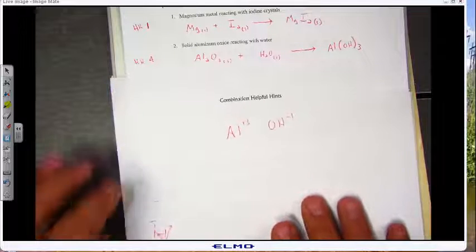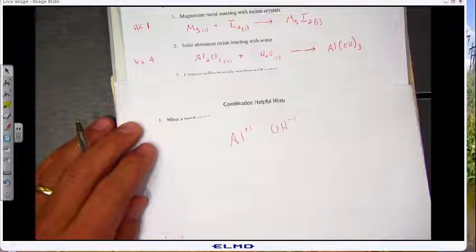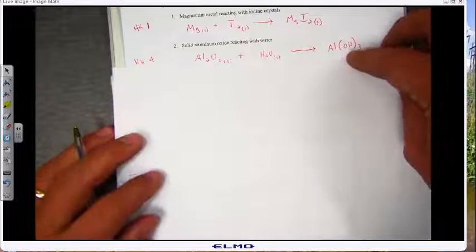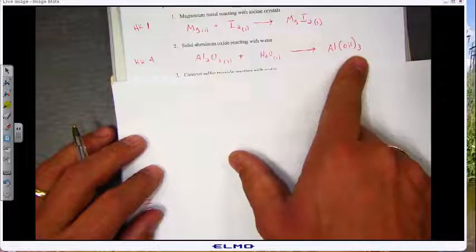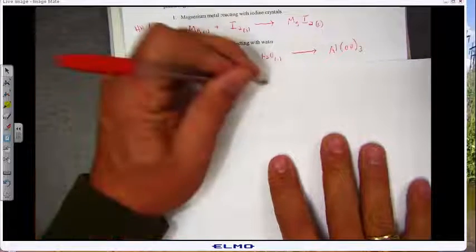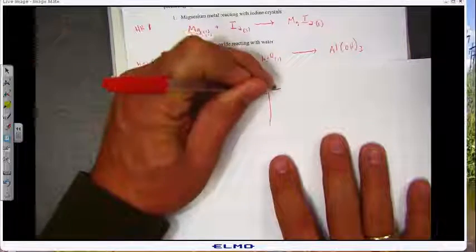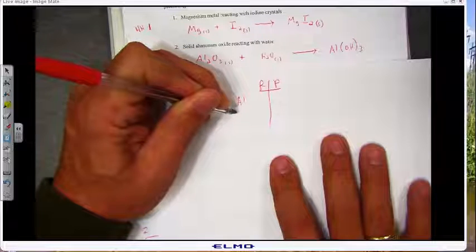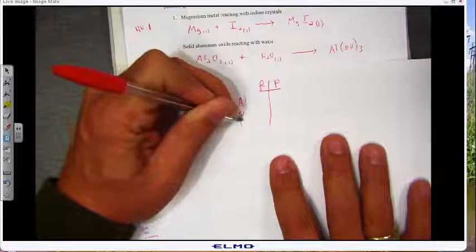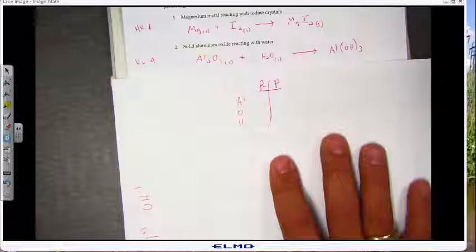Now we have to check for balancing. And I can see very quickly that it's not, because I see 4 oxygens on this side and only 3 oxygens. So I'm going to go to my T-chart. Aluminums, oxygens, and hydrogens.